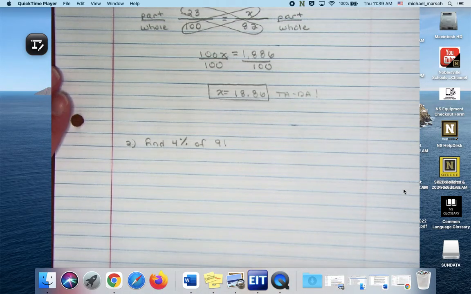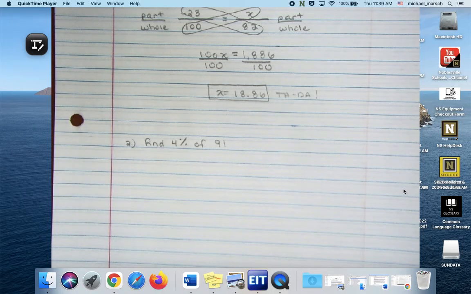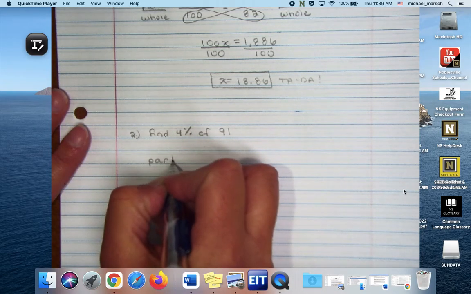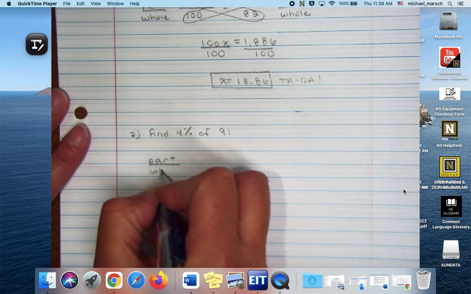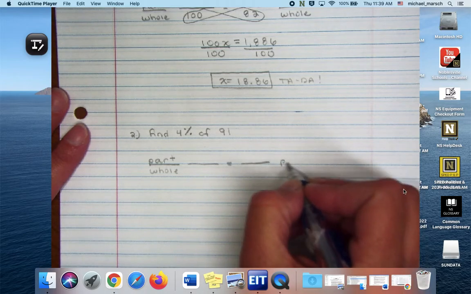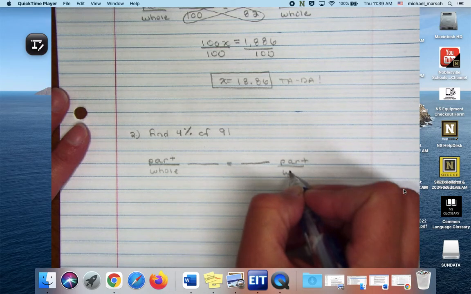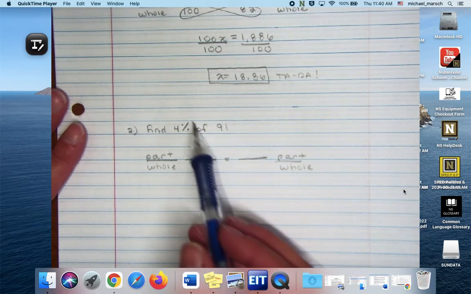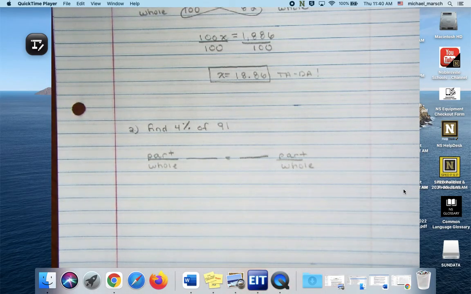We're going to find 4% of the number 91. So it's going to go over 100, because any percentage is out of a possible 100.